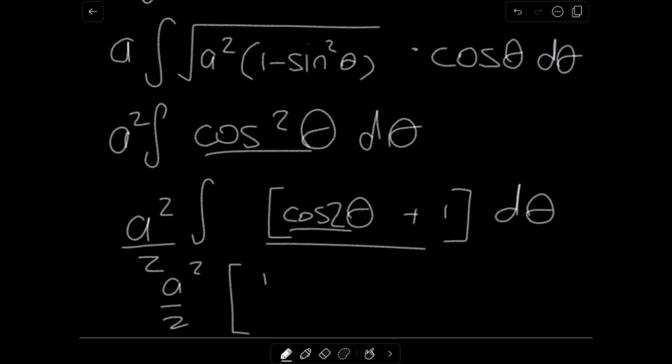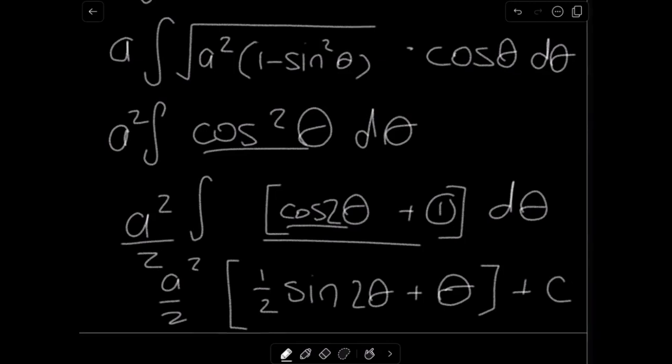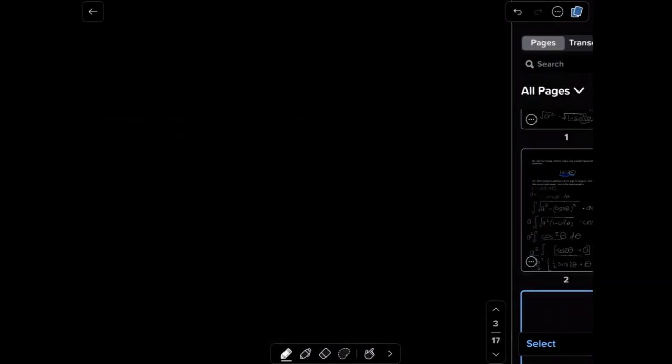That is going to be half sine 2 theta plus integrate 1 with respect to theta. That is just going to be theta. Right? And then it's an indefinite integral. Let's not forget the plus c. Now, are we done with this question? Okay, take a minute and think about it.